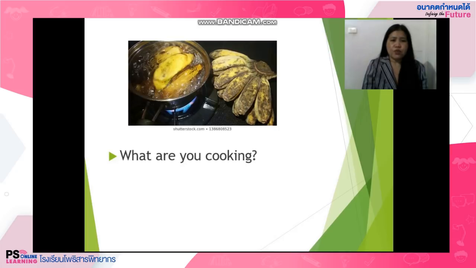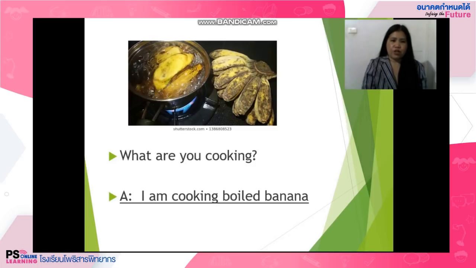Okay, so for this one, that is banana. How are the bananas cooked? I will ask you questions like, what are you cooking? And then you have to answer. So if the question uses are, you have to use am in your answer. So you have to use I am. I am cooking. And then you have to write what you are cooking. So an example of the answer is, I am cooking boiled banana or boiled bananas.